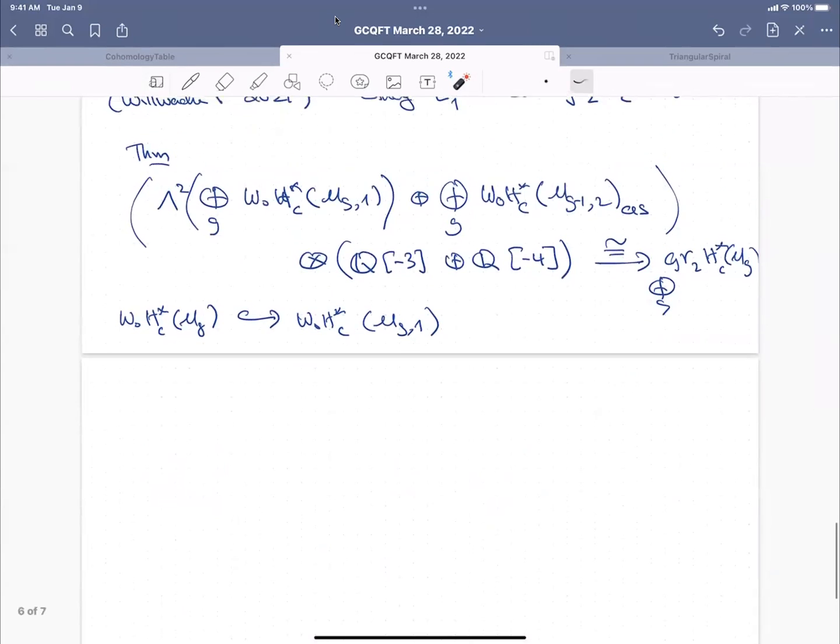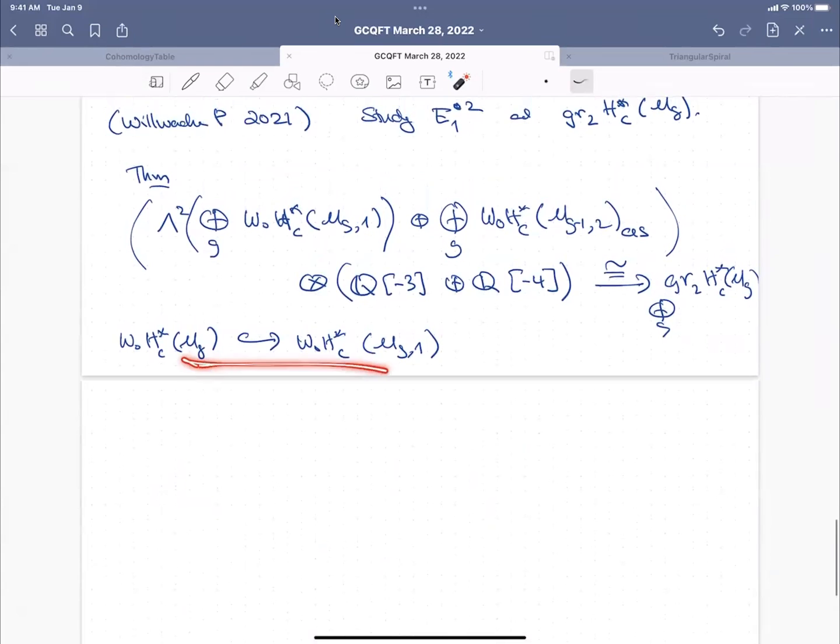Oh, and I should say that this injection is in general not surjective. It's not surjective already for g equals 8, but I can't tell you anything about the cokernel. We just know that the Euler characteristics don't match. And so there has to be something else in weight 0 compactly supported cohomology of M_{8,1}.